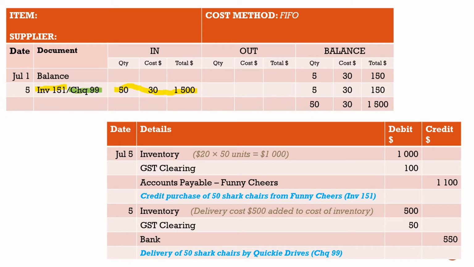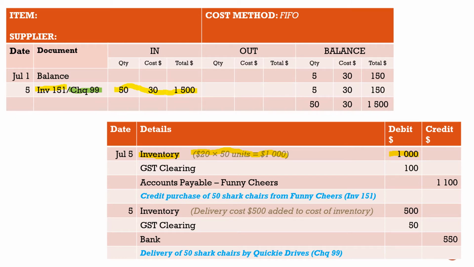for delivery. Here in the General Journal, we record two separate entries. Firstly, to record the credit purchase of the chairs with debit inventory $1,000. And note that this is represented by the $20 cost per chair multiplied by the 50 units.